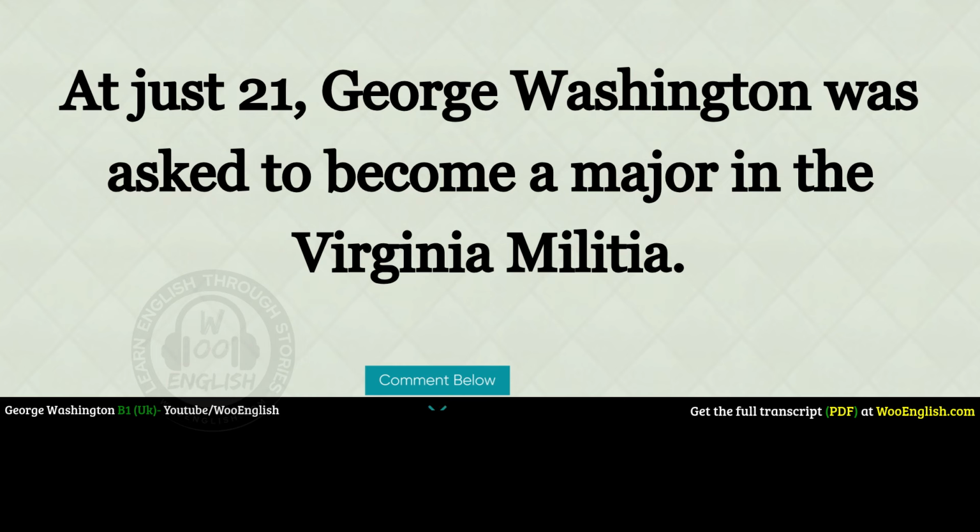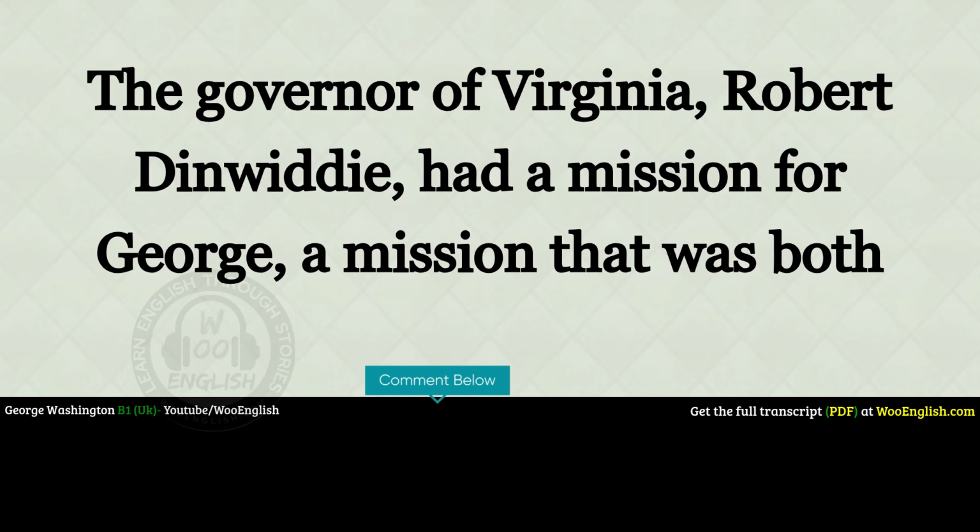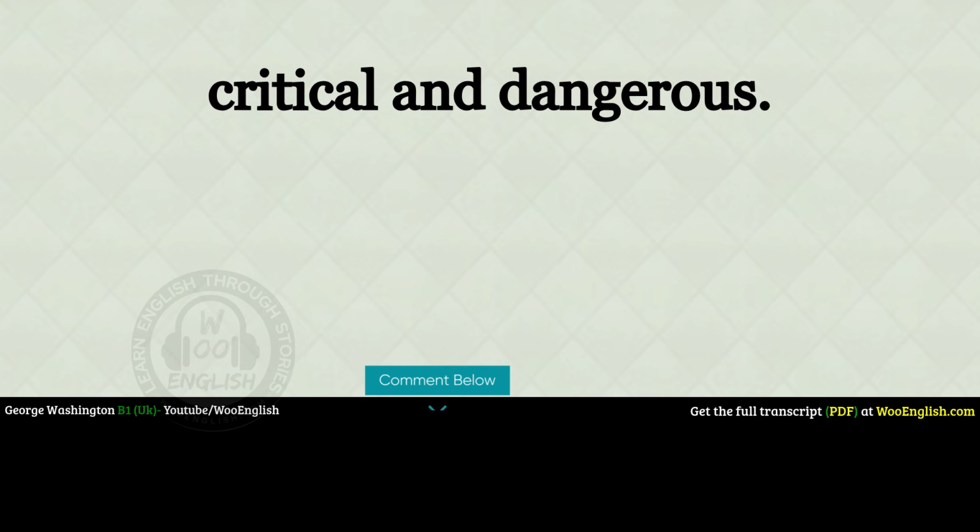At just 21, George Washington was asked to become a major in the Virginia militia. It was a great honor and a great responsibility. The governor of Virginia, Robert Dinwiddie, had a mission for George, a mission that was both critical and dangerous.